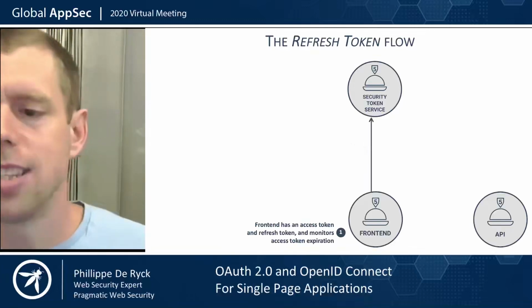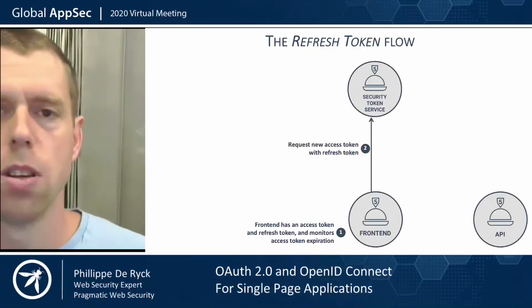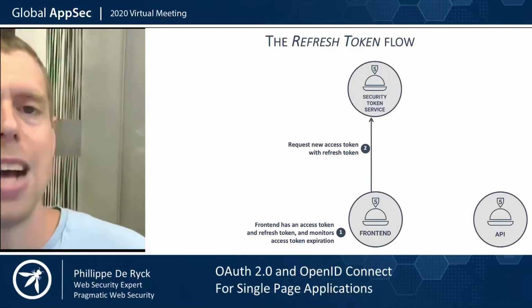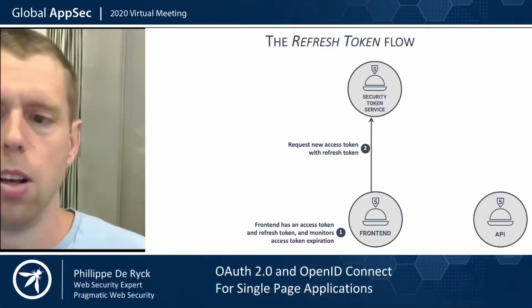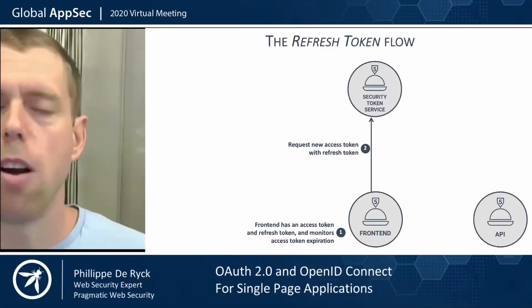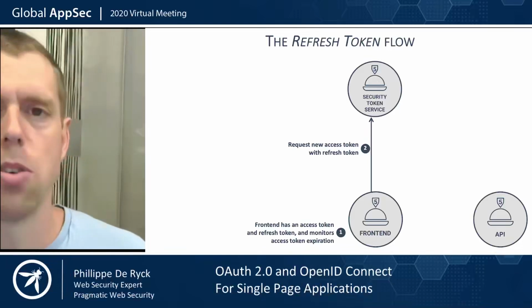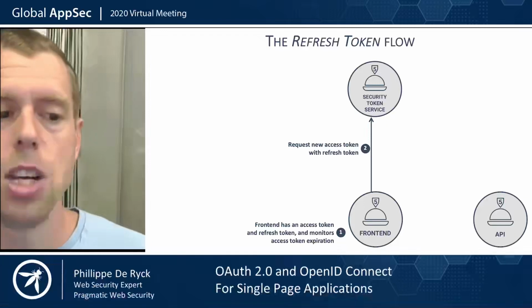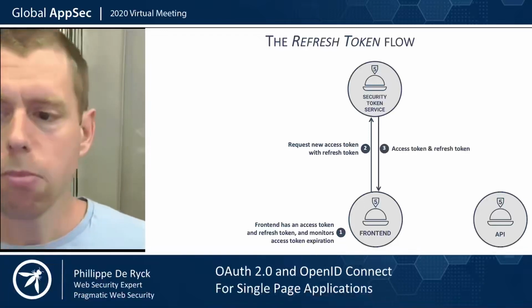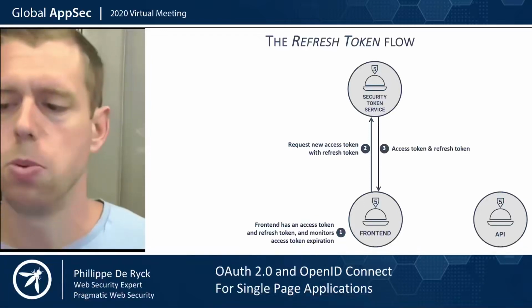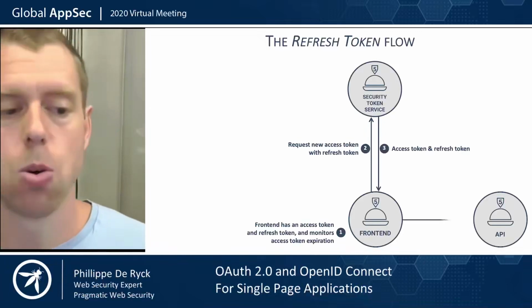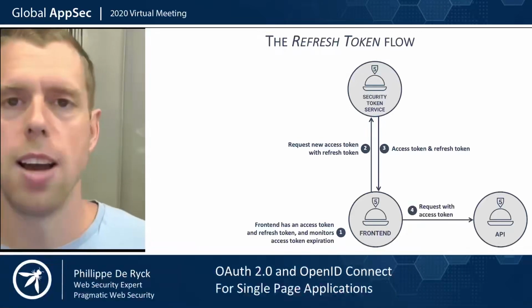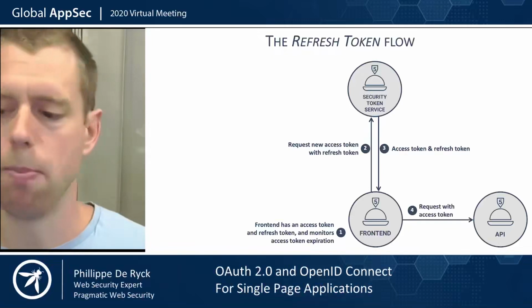The front end is going to send a request to the security token service with that refresh token to ask for a new access token. Of course, the security token service is going to verify that request. There's going to be a bunch of parameters to check. And if everything checks out, and if the refresh token is valid, it will issue new tokens. So the security token service responds with an access token. And with that access token, the front end can now go to the API and make the request it wants to make.